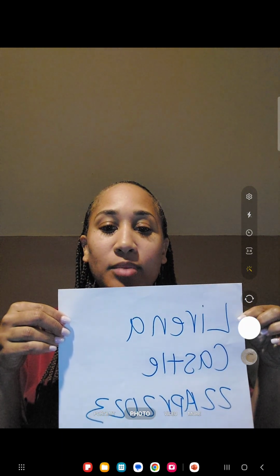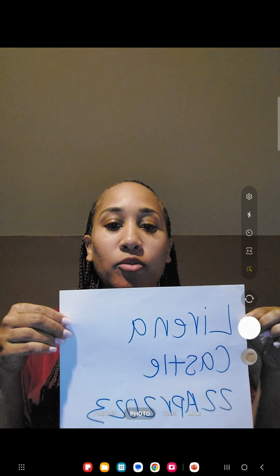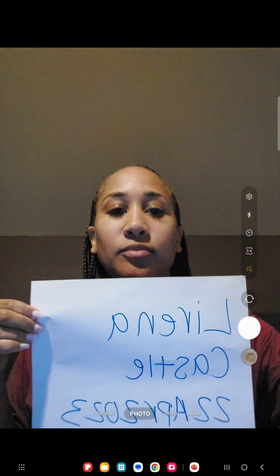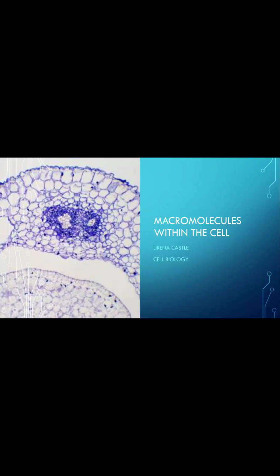My Module 4 assignment is going to be on the movement of macromolecules inside of a cell. The movement of macromolecules inside of a cell can be defined as the routes that lead inward from the cell surface to lysosomes. This process is called endocytosis.